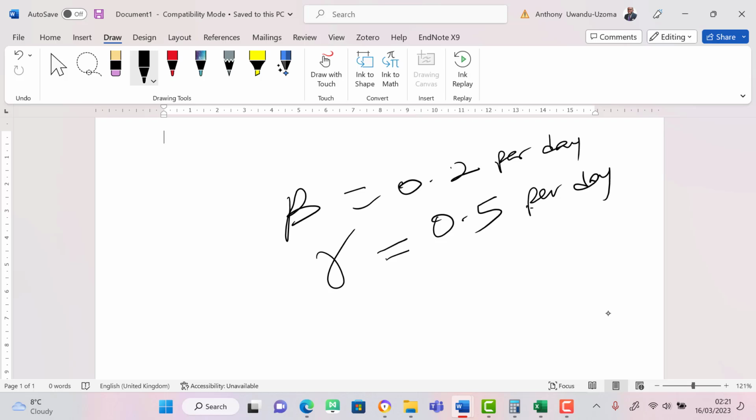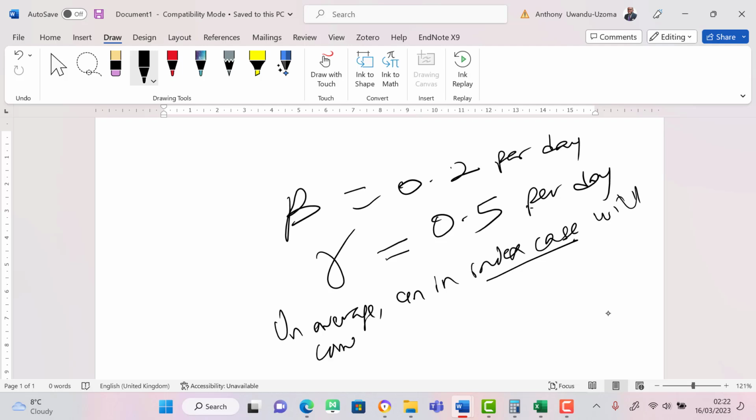That on average, an index case, that's anyone that has the infection, will come in contact with and infect 0.2 persons per day.